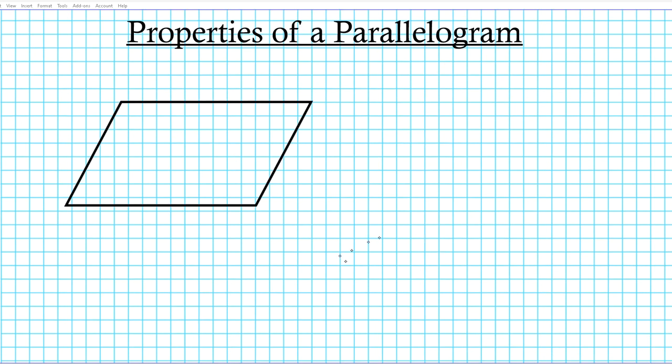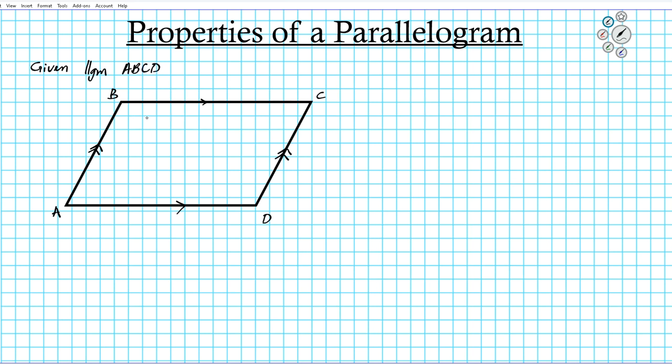Alright, so let's take a look at some properties of parallelograms. Not all of them, we're just going to look at the side and angle properties. So let's say we have parallelogram ABCD. Basically, opposite sides are parallel and congruent. That's the definition of a parallelogram. Given parallelogram ABCD, we have the following conclusions that we can make.